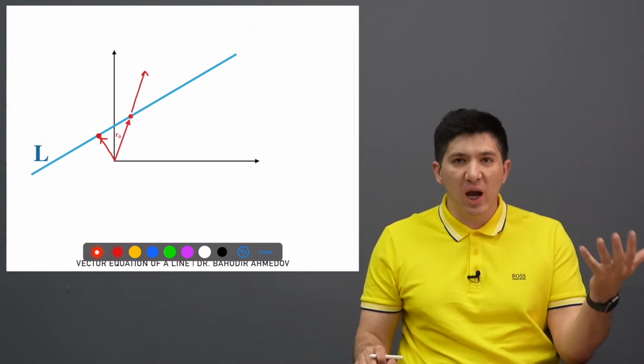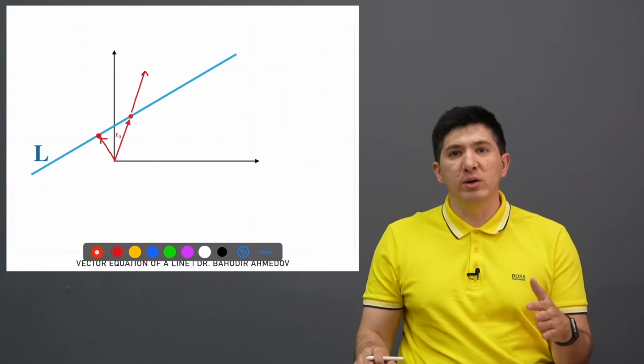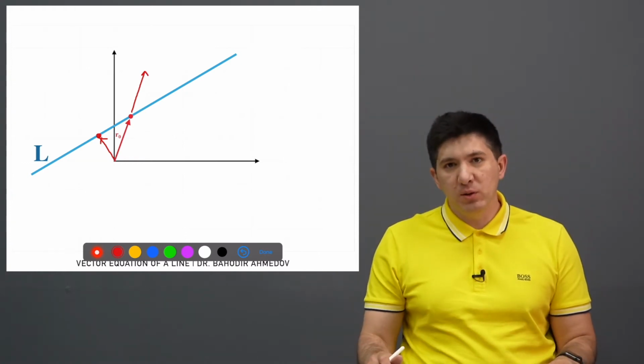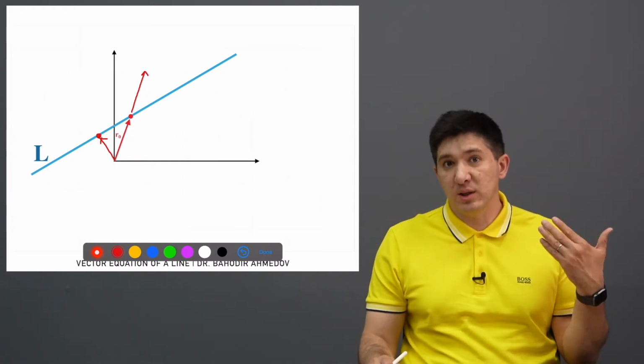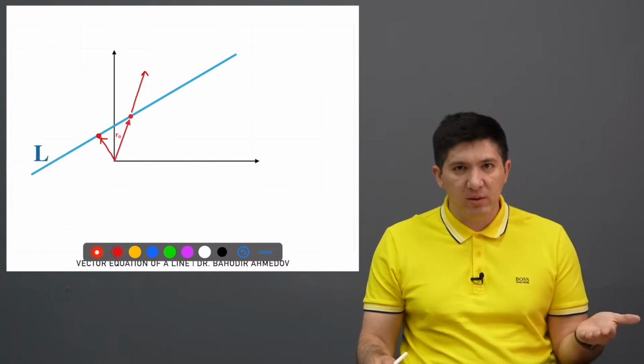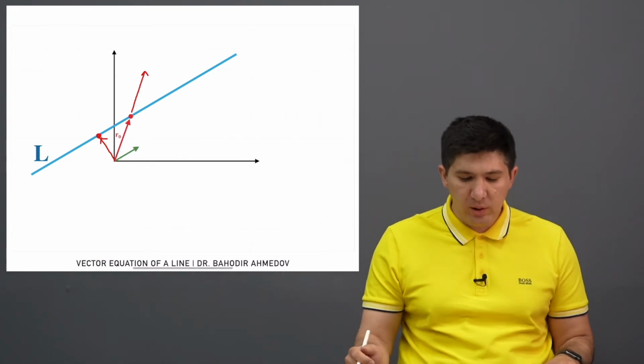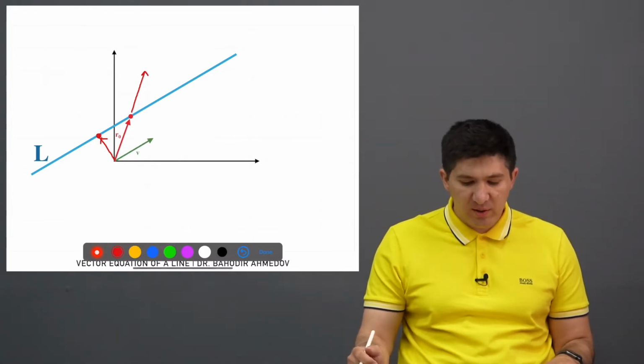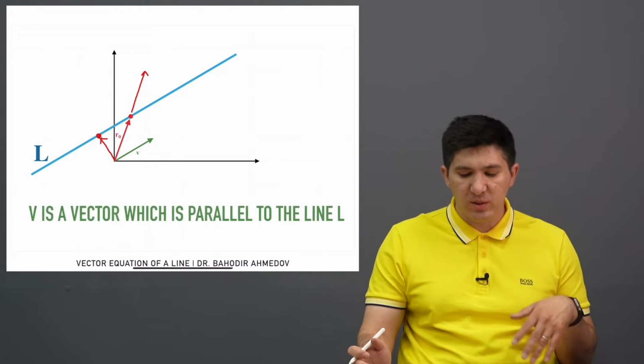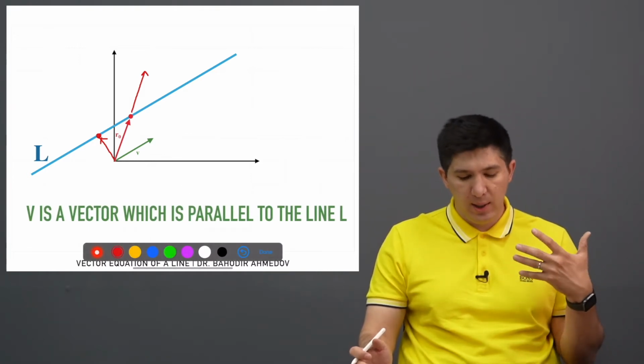If you would like to change the direction of this vector, you need another vector. So it appears that in order to define the points along this line, we need not just one vector, but another vector which is going to be parallel to this line. This v vector now is going to be a vector which is parallel to this line L.